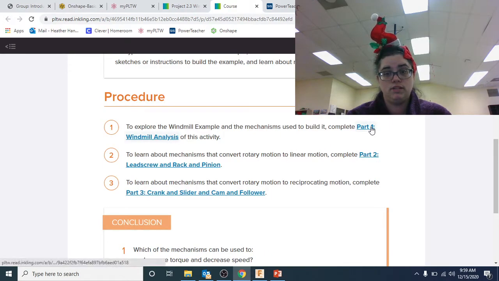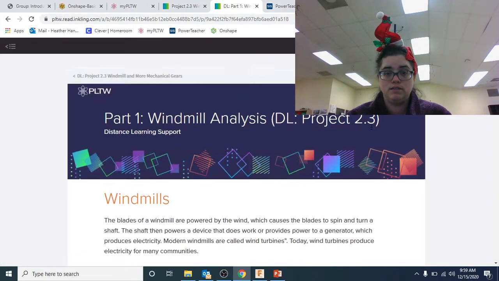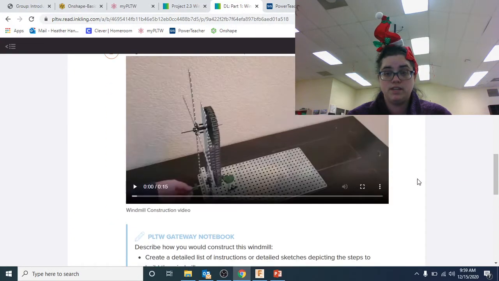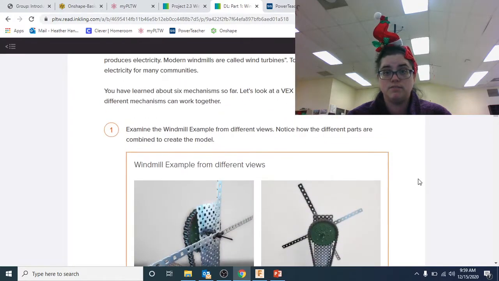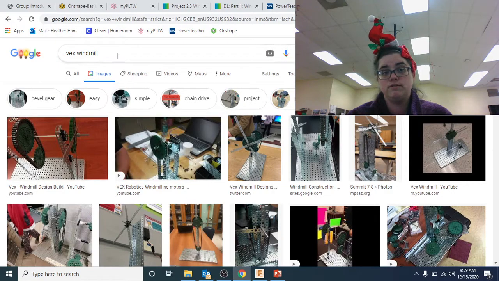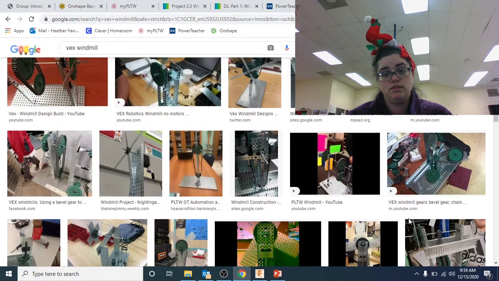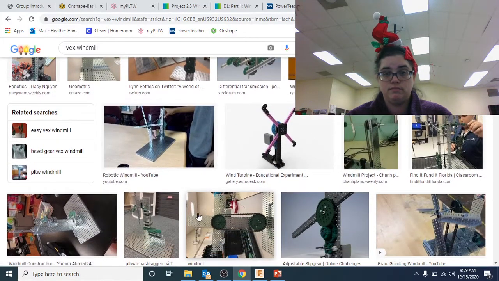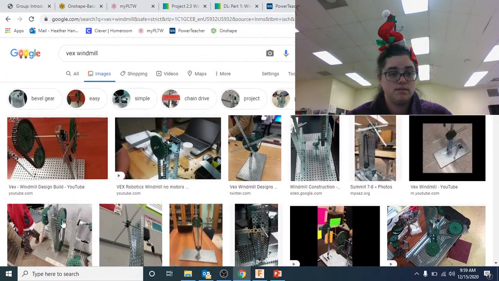So windmill analysis. Let's see. Oh, look at this. Examine the windmills. Get a closer look. So here's a great place to start, just looking at some examples of windmills. If you want an idea about how to design one, I told them to Google VEX windmill and see what other students across the country have done in the past. There are some that are fairly straightforward, and there are some that have a lot of things going on. You can look at them to see how they deal with things like stability. Is there a way to make things stable?